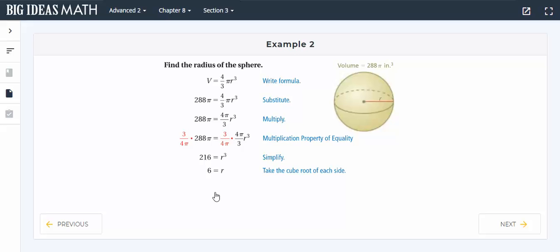So you're getting a cube root there. So 6 inches is the radius from start to finish. So you could actually plug that all back in and check it out to see if it does work. If you don't have any questions, you can then try the next two on your own.